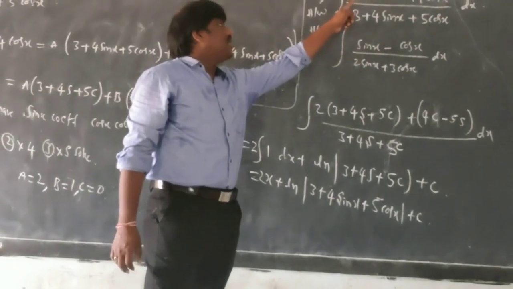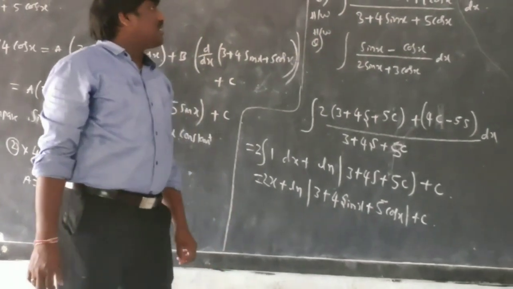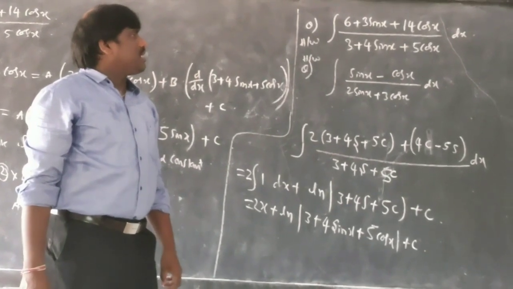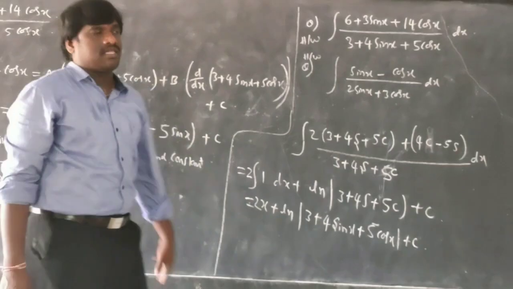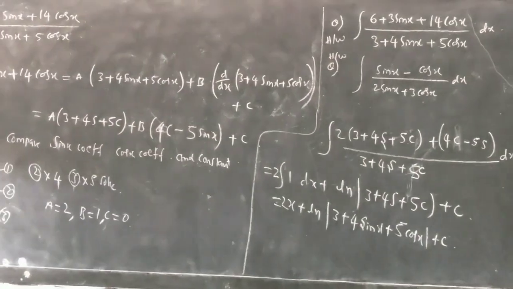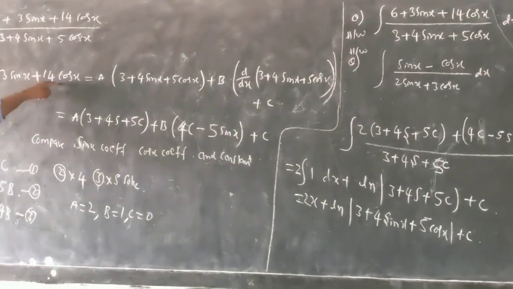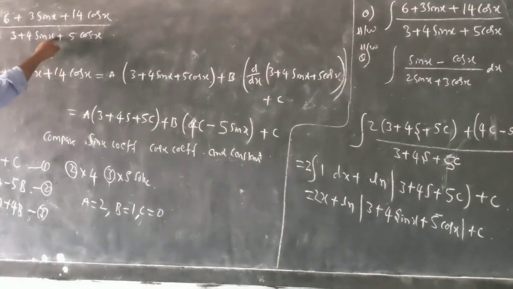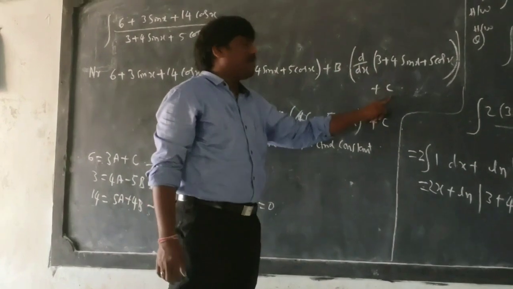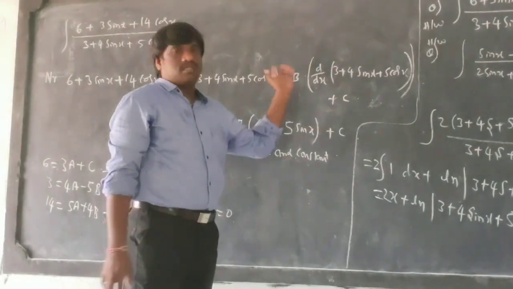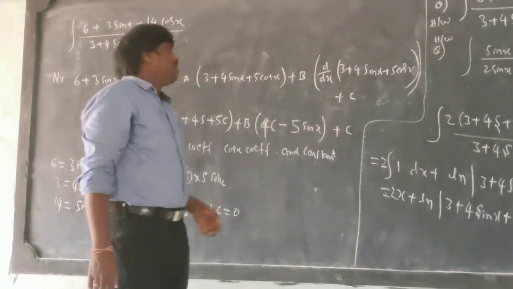Okay, here this is 6 plus sin 3x plus 4 cos x upon 3 plus 4 sin x plus 5 cos x. When you have this one, I told you about form number 3. According to form number 3, the numerator can be expressed as a times the denominator plus b times the differentiation of the denominator plus c. This will be the way to express it. So this is the form.